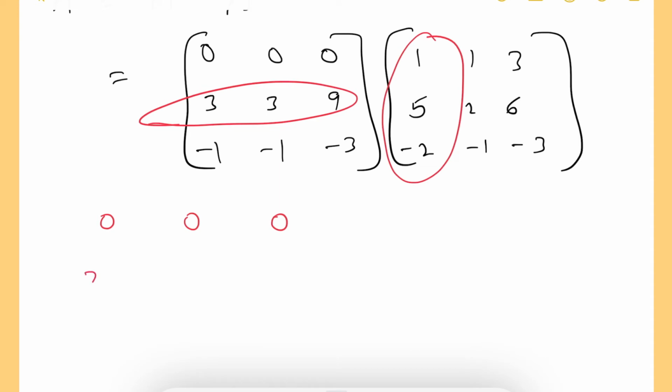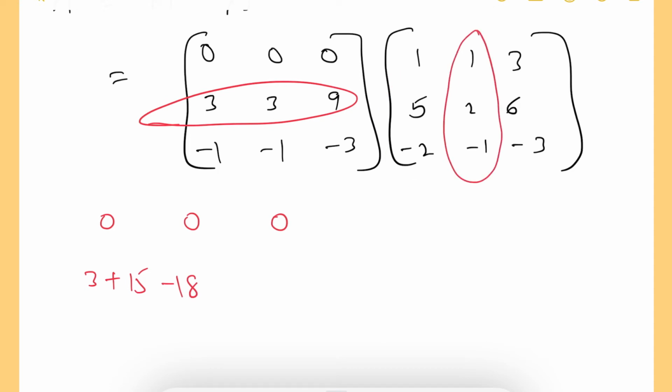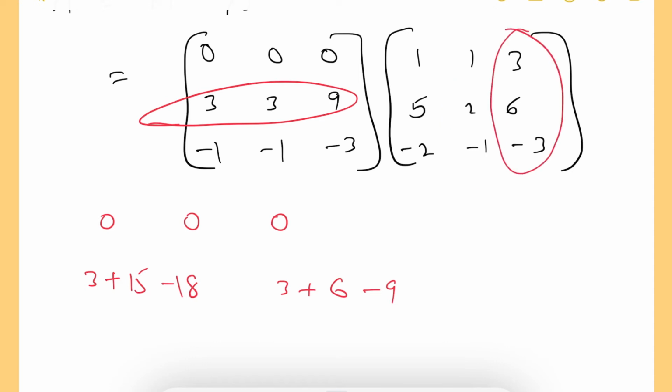3 into 1, 3. Plus 3 into 5, 15. 9 into minus 2, minus 18. Next, second column. 3 into 1, 3. Plus 3 into 6. 9 into minus 1, minus 9. Next, let's move to the third column. 3 into 3, 9. Plus 3 into 6, 18. 9 into minus 3, minus 27. Okay, next, second row completed.